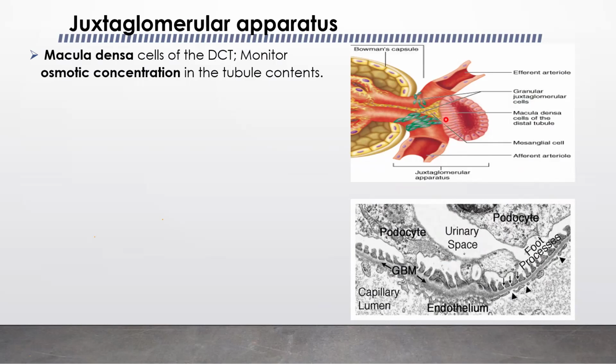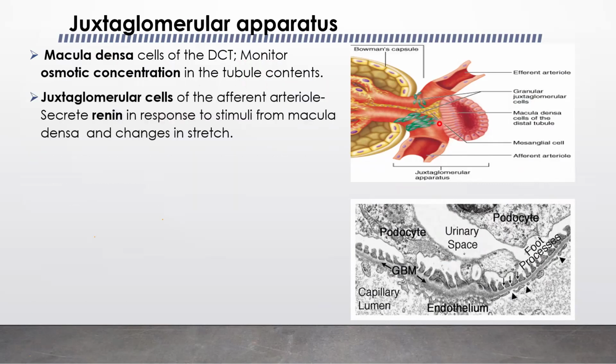These macula densa cells enable the monitoring of the osmotic concentration of the tubule contents. So they enable these tubules that are found here to be monitored. That's the function of the macula densa cells. And then we'll have the juxtaglomerular cells. These are the juxtaglomerular cells here of the afferent arterioles. They secrete renin in response to the signals they get from the macula densa cells. Due to that, they can detect the change in stretch, and that's how you regulate the blood pressure.